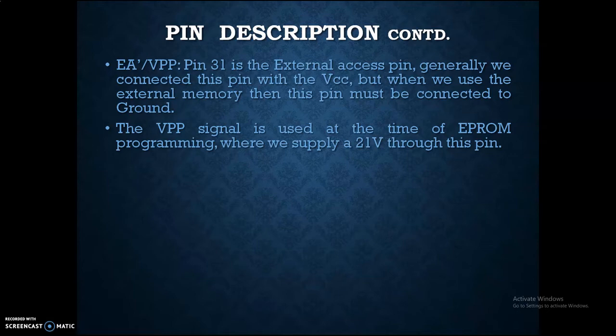As external memory is connected, pin number 31, the EA bar pin, must be grounded. Otherwise, if the program length is within 4 kilobytes of ROM, then it can be connected to a high voltage, I mean a high pulse, that is plus 5 volts. And this VPP signal, you can see, is for EPROM programming, I mean at the time of program burning inside the microcontroller chip, then we can use this kind of high pulse in the VPP pin.